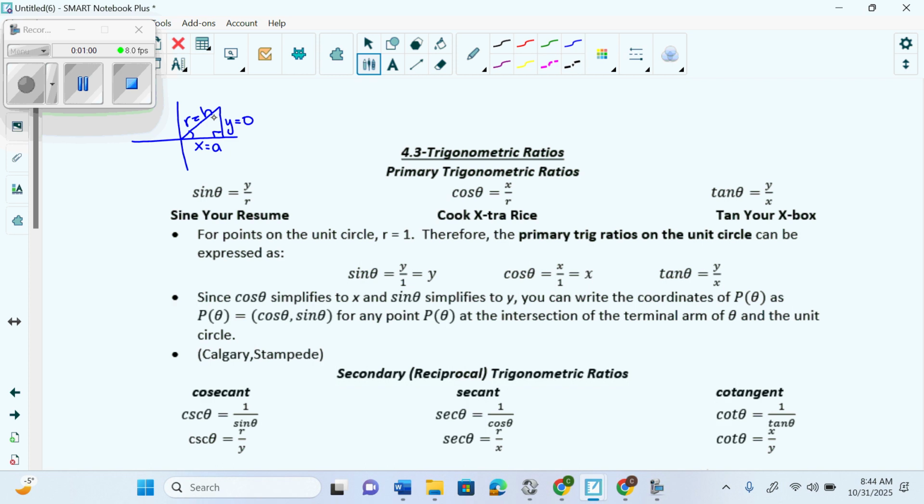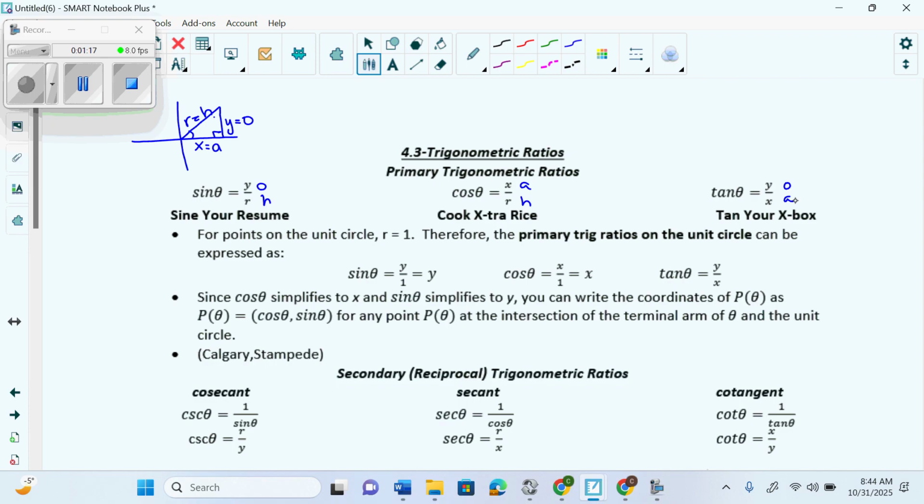So we would have opposite over hypotenuse because it's so, and then this is ka, so adjacent over hypotenuse, and this is toa, so opposite over adjacent. So the y's just replace the o's, the opposites, the x replace the adjacent, and the r's replaced by hypotenuse.